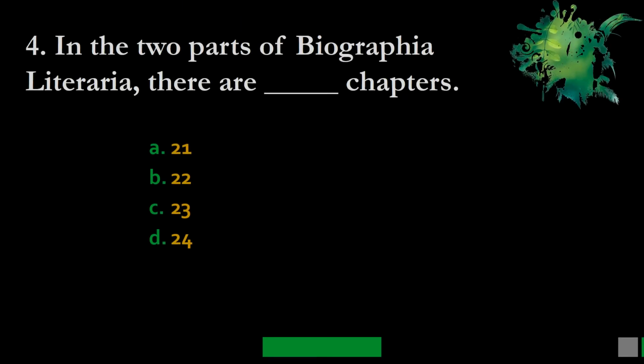Question number 4, Biographia Literaria has two parts, and there are dash chapters. So how many chapters are there in Biographia Literaria? We have options A 21, B 22, C 23 and D 24. This is a bit difficult question, I know, but this question is important so that you can understand the work of Biographia Literaria, how many chapters there are, how it is composed. And the correct option is B 22. There are 22 chapters in Biographia Literaria, which is composed in two parts.